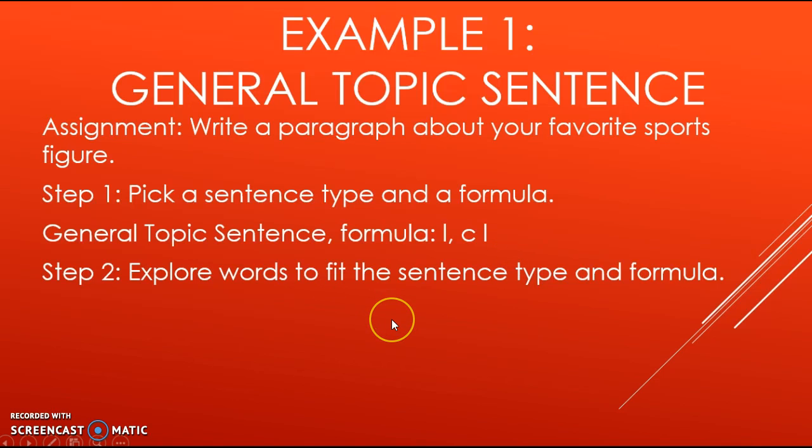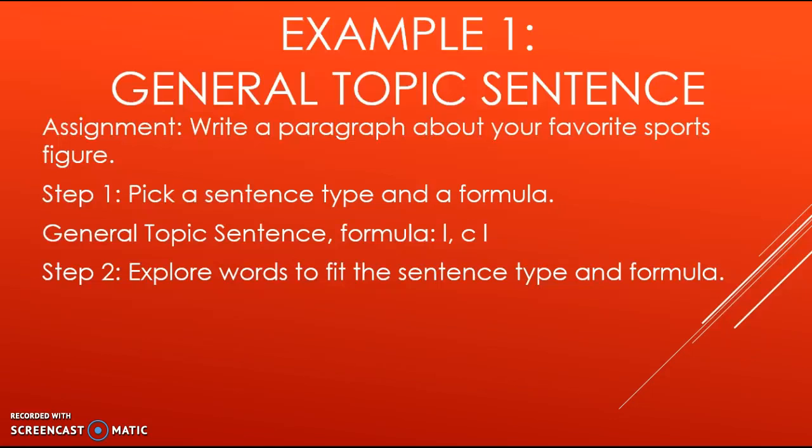So now we need to explore words to fit the sentence formula and type. So we want to write a topic sentence about our favorite sports figure. So I'm going to pick Serena Williams since I really like her. In a general topic sentence, I need to tell what the main idea of the paragraph is. The main idea is going to be Serena Williams. I know that she is a tennis player, and I hope that you know that too. She's won 23 titles, actually Grand Slam titles in tennis, so she's pretty famous.